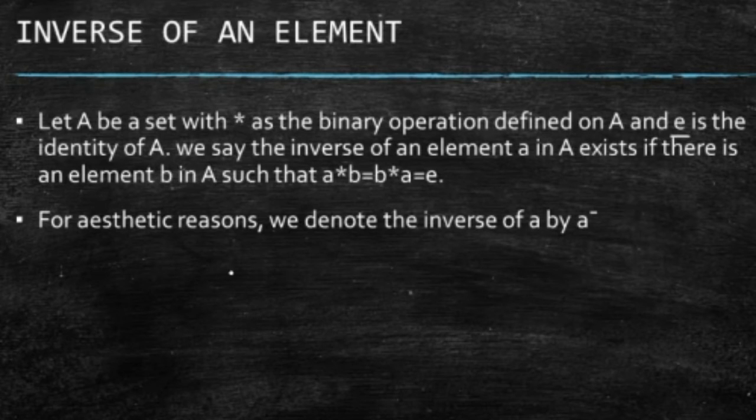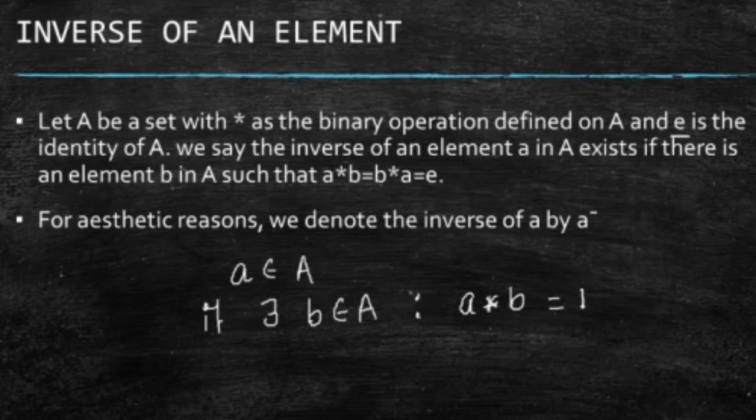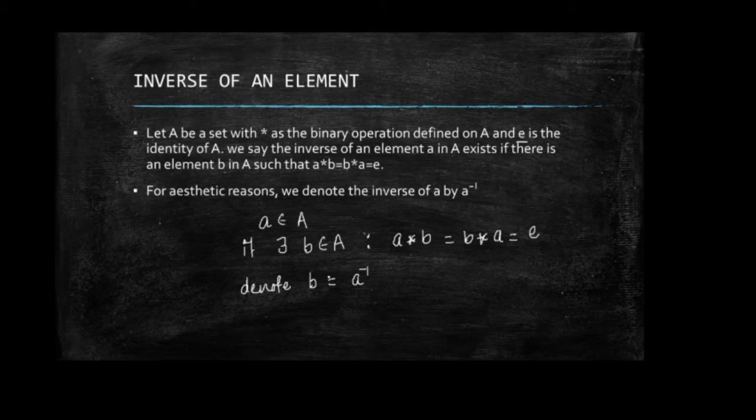Now the inverse is defined for an element, right? So consider I have an element A in the given set A. I say that the inverse of this element will exist if there exists another element B in the given set A, such that if you operate A with B on either side, you will get back your identity. Such an element is known as the inverse of the considered element. And if you are considering the inverse of A, it's better you denote B by A inverse. So this is an inverse of an element.